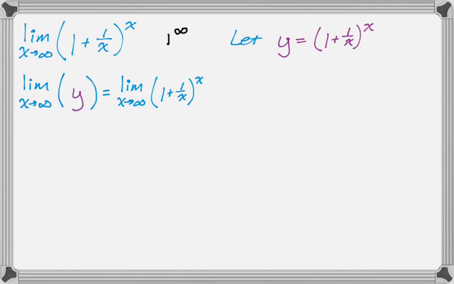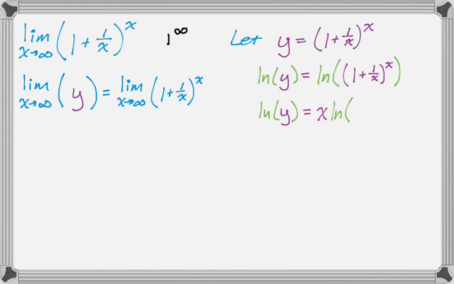So it seems like I haven't really done anything yet, but I can do a lot of stuff to y. So what I'm going to do, it's not really obvious why I'm doing this to begin with, is I'm going to take the natural log of both sides of this. So that gives me that, and they're still equivalent. And then I'm also going to use the property that exponents become coefficients. So natural log of y is actually x times natural log of the quantity 1 plus 1 over x.